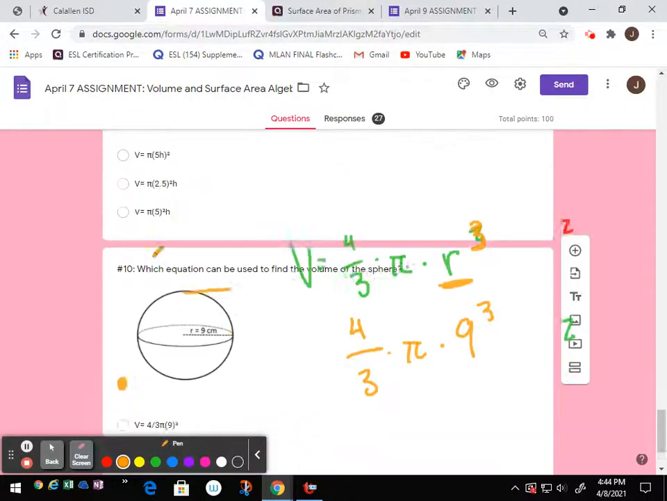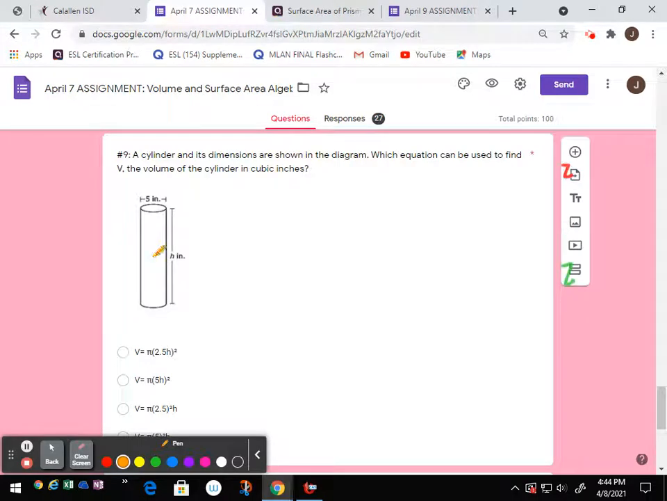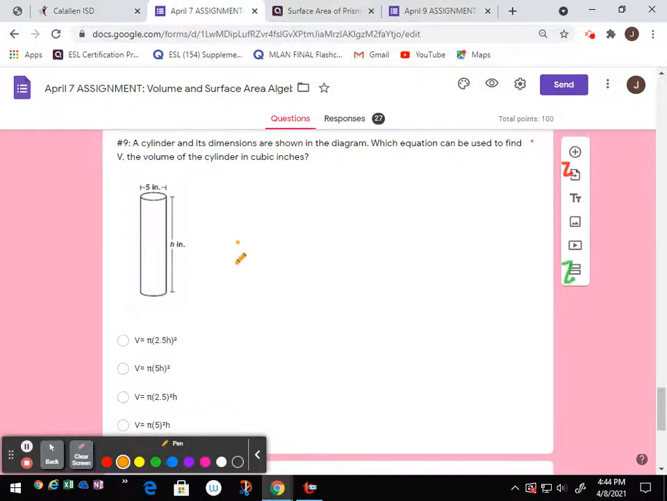Actually, let's go back. We'll do number 9 as well before we finish this video. So number 9 says a cylinder and its dimensions are shown in the diagram. Which equation can be used to find V, the volume of the cylinder? So we want the volume of this cylinder, okay? The volume for a cylinder is big B times H. This is what it's going to look like on the formula chart, okay?